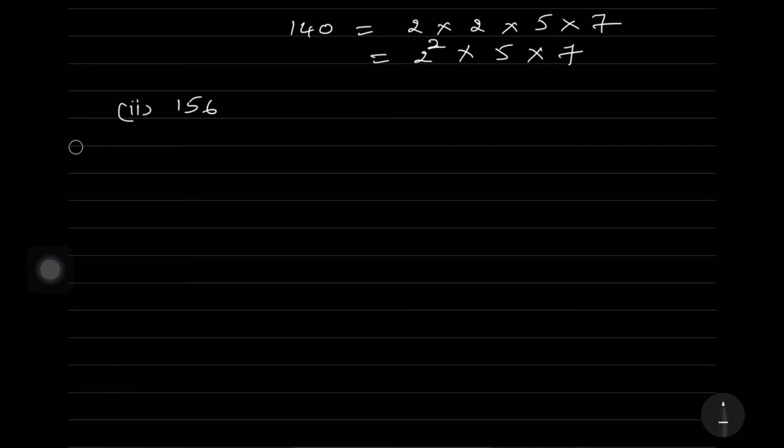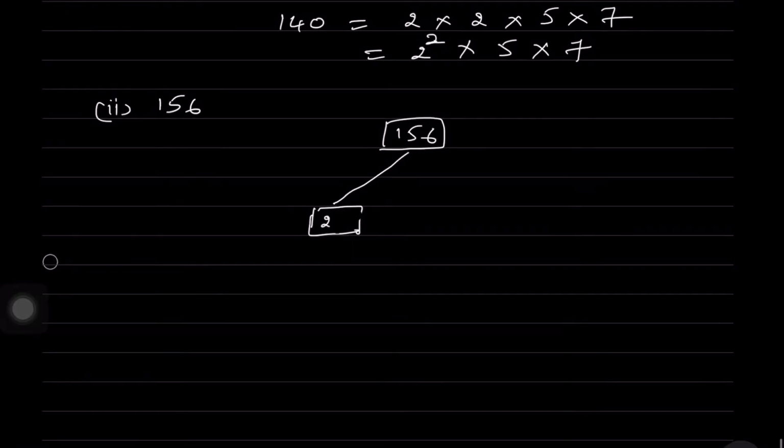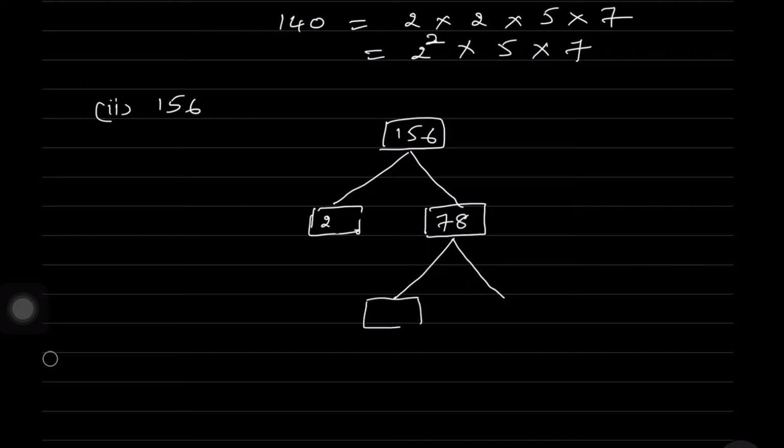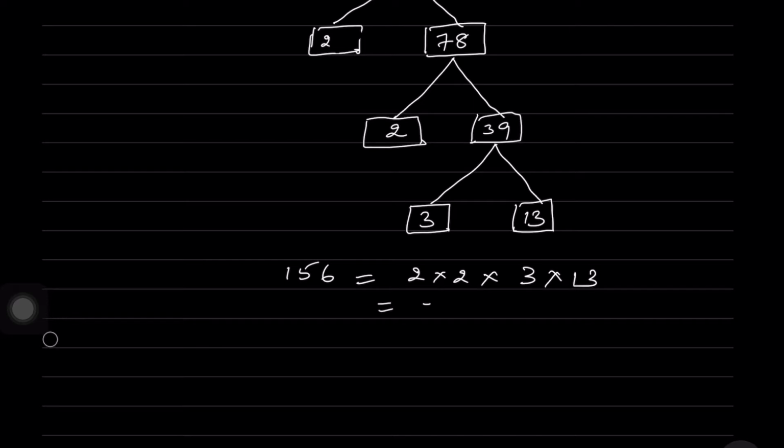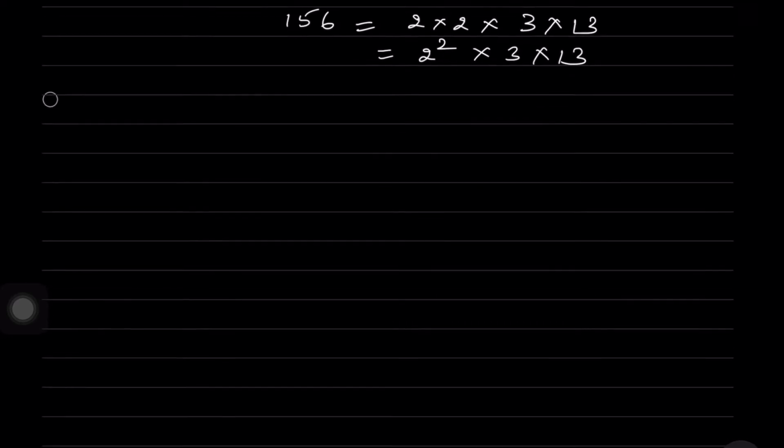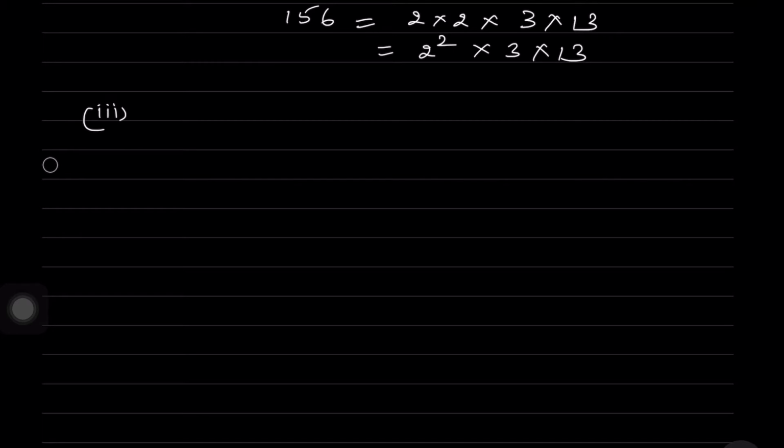Next, 156. 156 can be written as 2 into 78, and 78 can be written as 2 into 39. 39 is a composite number, so we write it as a product of primes, that is 3 into 13. Therefore 156 is equal to 2 into 2 into 3 into 13, which is 2 square into 3 into 13. Next we have 3825.